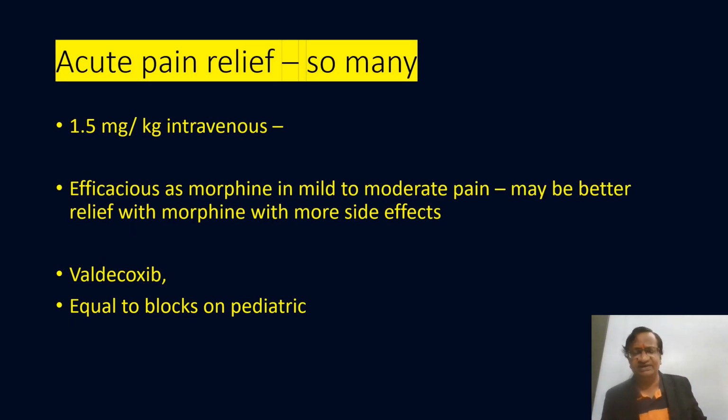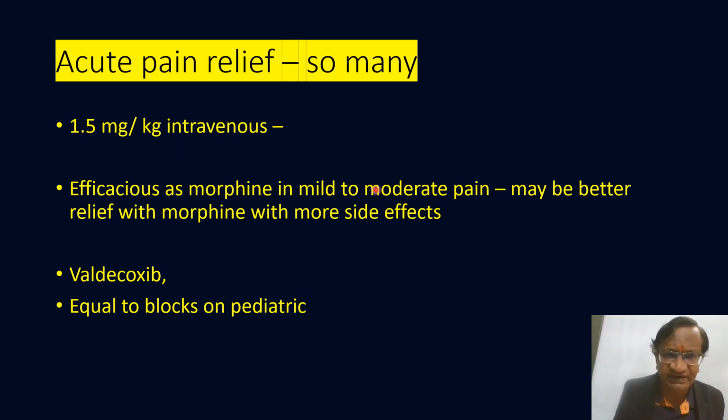In acute pain relief, we will go to the indications now. It is equivalent to morphine 1.5 milligrams for moderate pain, may be better with fewer side effects. Valdecoxib was equal to blocks in pediatrics. There are a lot of studies, but valdecoxib is now out.